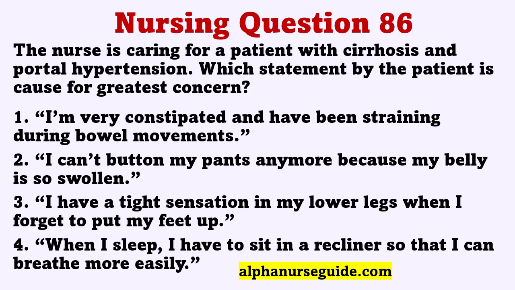The correct answer is 1. I'm very constipated and have been straining during bowel movements. Rationale. Portal hypertension increases pressure in the venous system and contributes to the development of esophageal varices, which are very fragile. Straining increases thoracic or abdominal pressure, which can cause a sudden rupture of fragile blood vessels with massive hemorrhage.